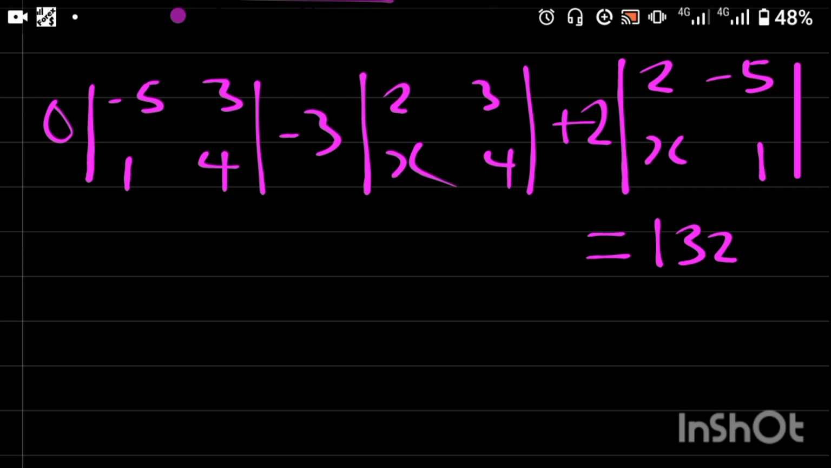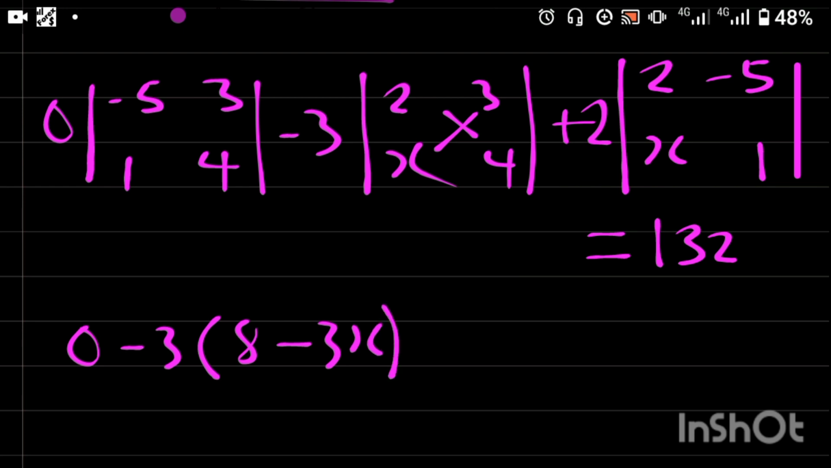I have 0 in front of everything here, so I don't need to bother myself expanding it. I just have to write 0 because anything multiplied by 0 is 0. So I have 0 minus 3 into bracket. To find the determinant of a 2 by 2 matrix, multiply the leading diagonal minus the product of the second diagonal. So 2 times 4, 8, minus 3x. Then plus the same thing, the product of the leading diagonal, 2 times 1, 2, minus 5x, that is plus 5x.